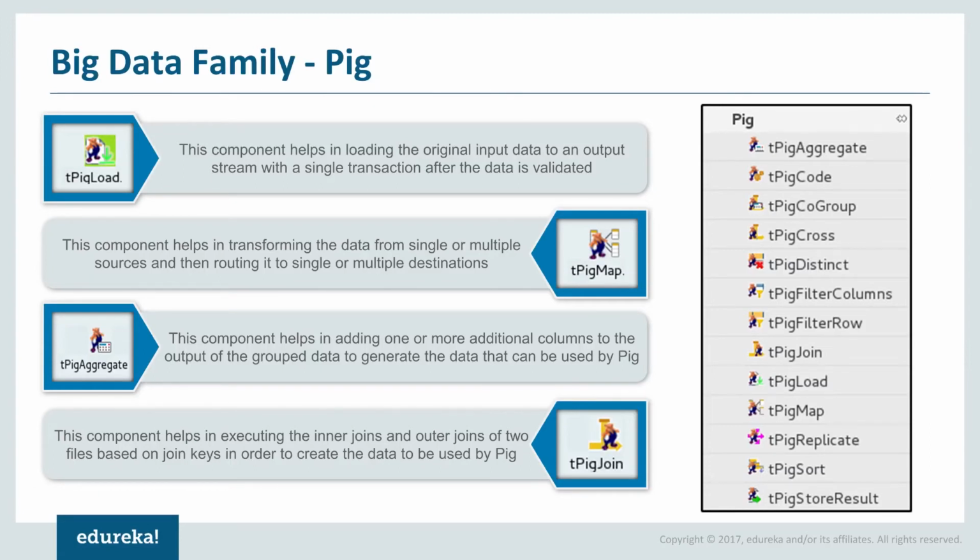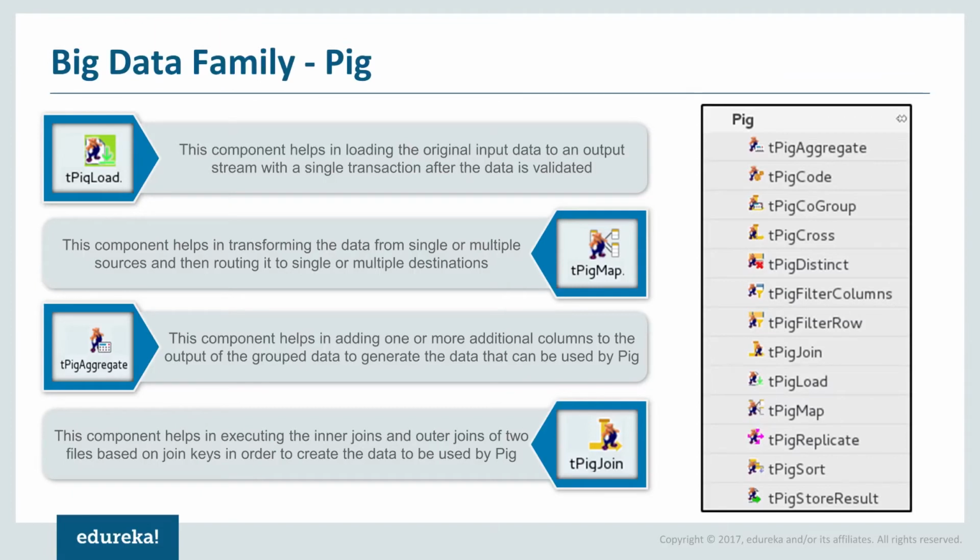So tPigLoad, this component helps in loading the original input data to an output stream with a single transaction. So after the data is validated, I have the complete data set, every validation is completed. So if I give it to a tPigLoad, it does it in one transaction. So it will always be one row. I'll be showing that. So tPigLoad is to load the data to your HDFS.